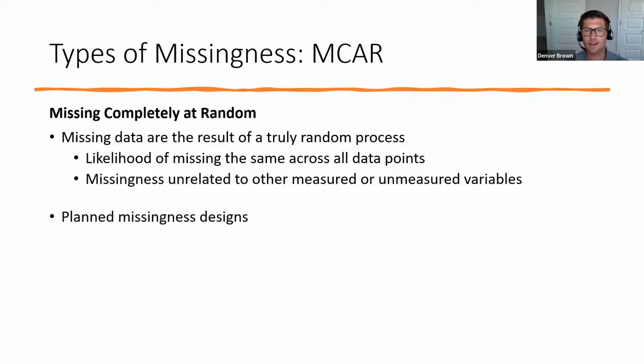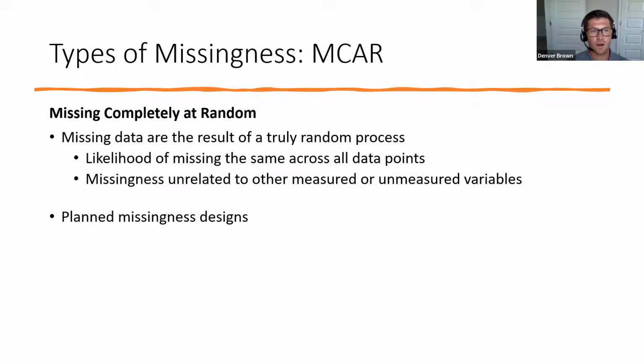However, I will point out that it is extremely rare to have missing completely at random missingness if you don't have a planned missingness design. Now, you might run Little's MCAR test and see that you have missing completely at random data, but if you have a more complex data set with, let's say, 5 to 10 variables or even more, you're probably going to see that your data is not missing completely at random.